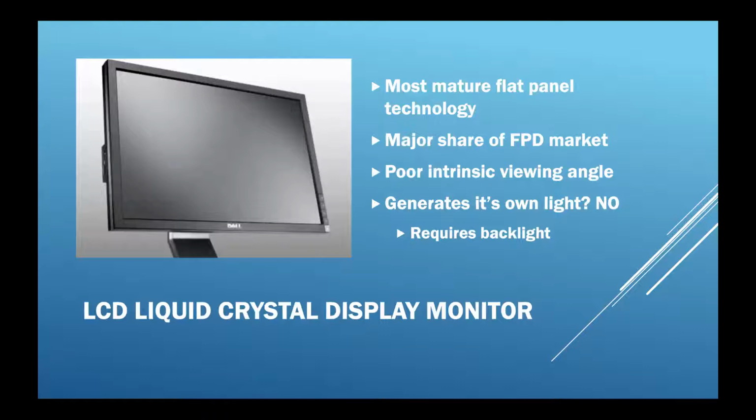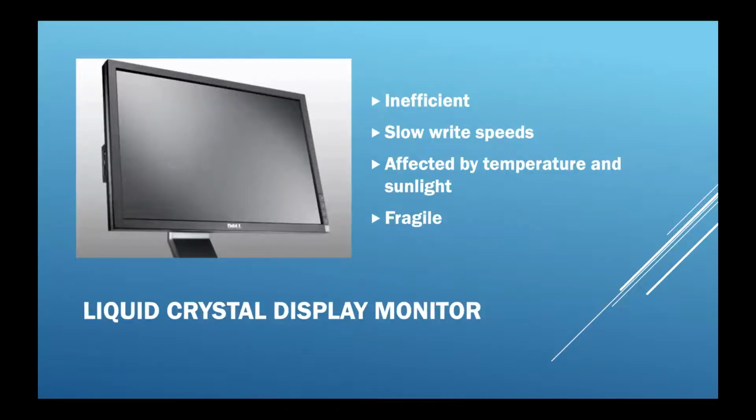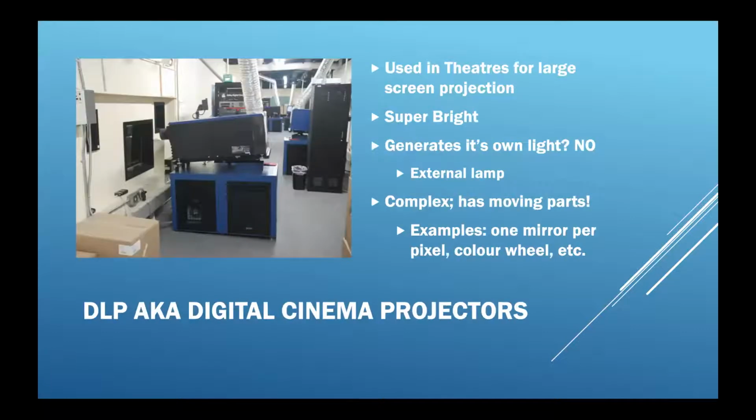LCDs, these are the most common, what they call the most mature, which means it's been in the market the longest time and it's most widely used. It's got a poor viewing angle. It doesn't generate its own light, but it's cheap and has a bunch of other attributes. It has slow write speeds. It's inefficient compared to other displays. It's affected by temperature and sunlight, but it is cheap and cheap to make. So that's why they're so ubiquitous. They're everywhere because of the cost, right? And because they were early, let's not forget they were an early technology.